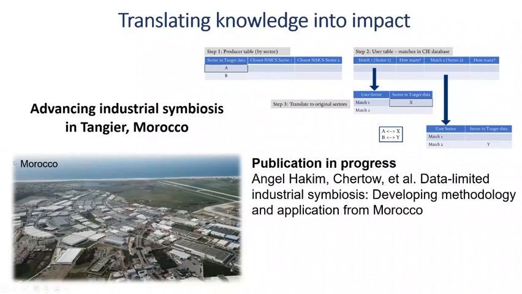And this is an example because of our colleague at the World Bank. I asked him if he would provide us some data on industrial parks in Morocco, and he helped us a lot. He helped us look at 2 full business parks. One was automotive-based and one was multi-industry based. And we put the class to work and created a paper that's not yet published called Data Limited Industrial Symbiosis: Developing Methodology and Application for Morocco.